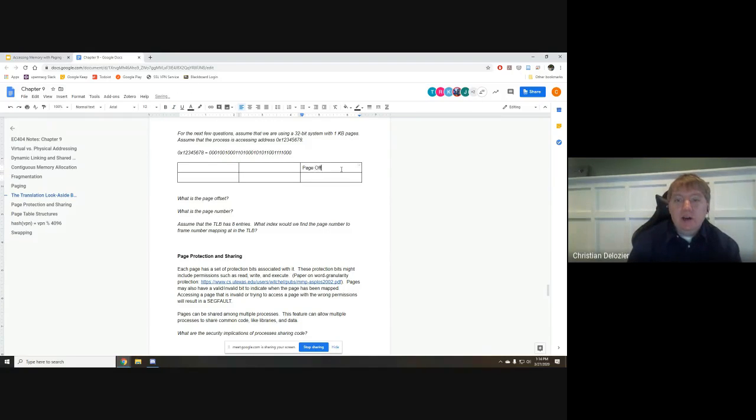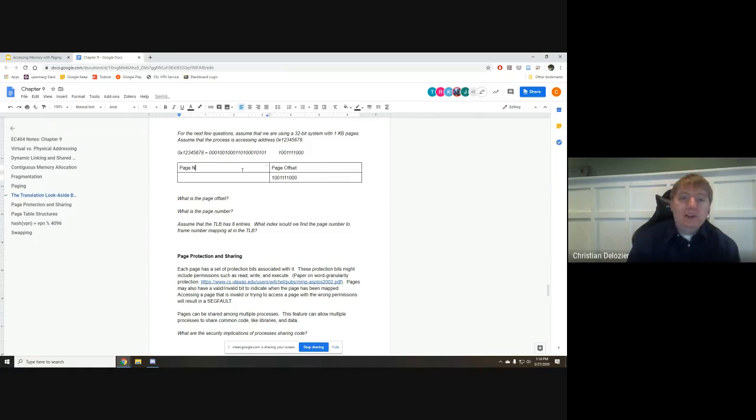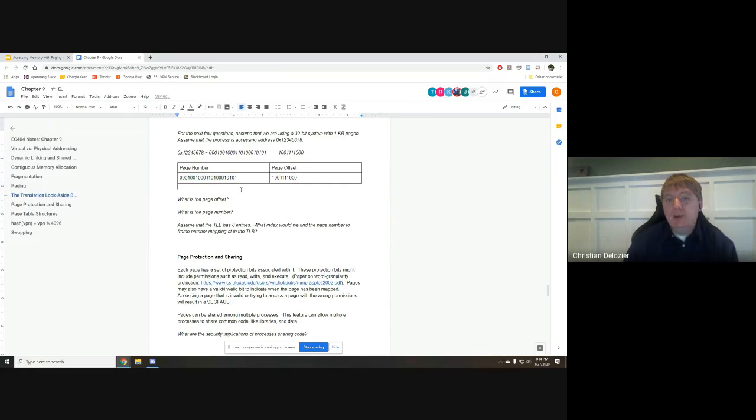So our page offset should be the last 10 bits of that. So we're just gonna basically figure out what those last 10 bits are, and that should be the last 2 bits of 6 and the final bits in that system. So 100111 1000. Yeah. So that's our page offset. We're just taking the last 10 bits here. The page number is going to be the remaining bits that we had left. So everything that was not part of the page offset is the page number.